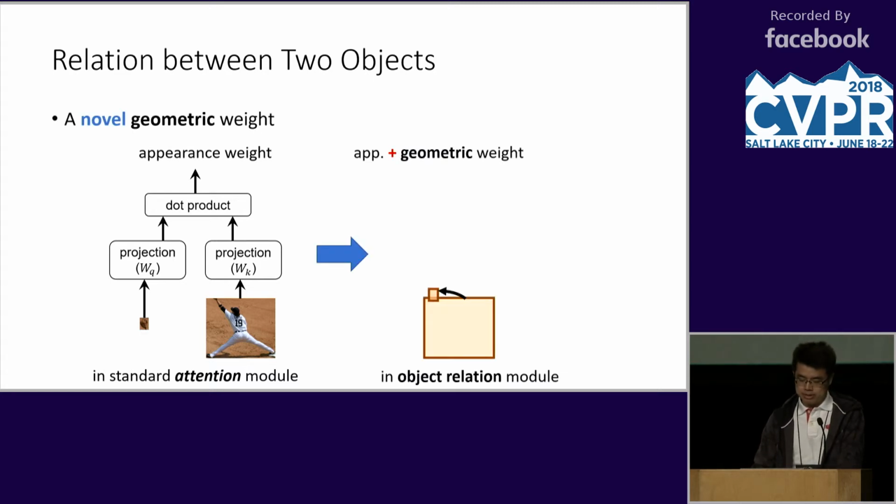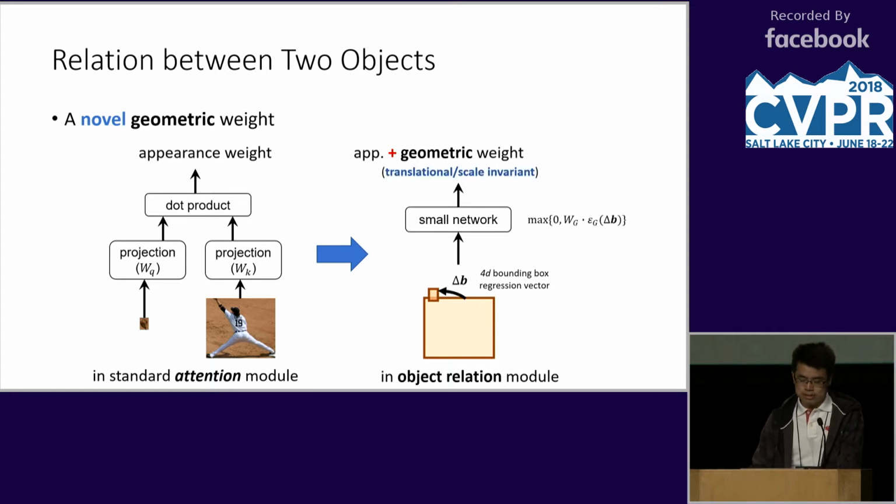For relation between objects, the spatial arrangement plays an important role. So we propose another geometric weight to model the spatial relationship between two objects. We use the four-dimensional bounding box regression vector as input, then go through a small network and produce the geometric weight. Because the four-dimensional bounding box regression vector is translational and scale invariant, the produced geometric weight is also translational and scale invariant. The proposed geometric weight proves important in our experiments. We will show it later.